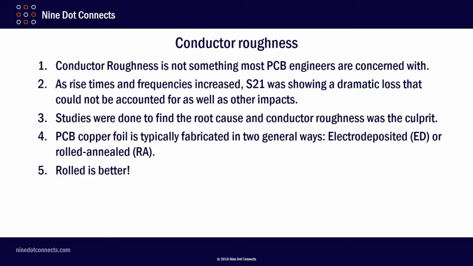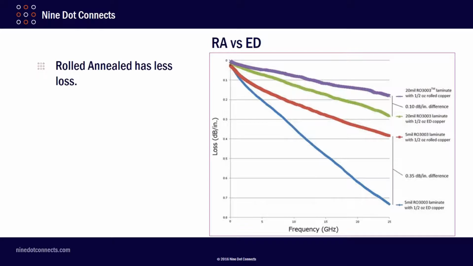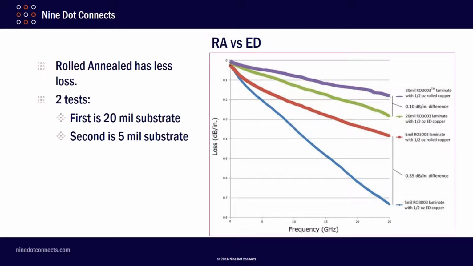The thing here is to understand rolled is better. If you don't get anything out of this seminar except for this, remember, rolled is better. Rolled annealed has less loss. So if you'll notice, during these two tests, the first one being 20 mil substrate, that's going to be your purple and green line over here. And you'll notice that with the rolled copper, your S21 was less than it would be with the electrodeposited copper.